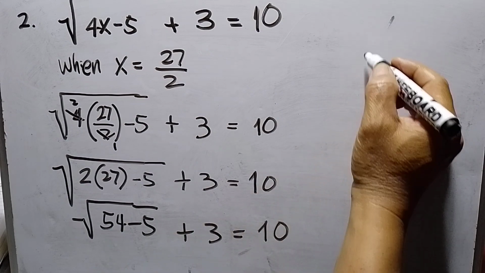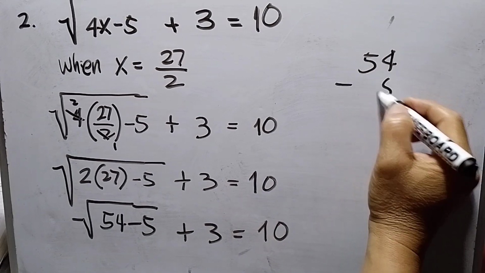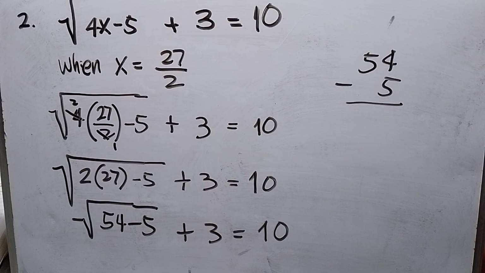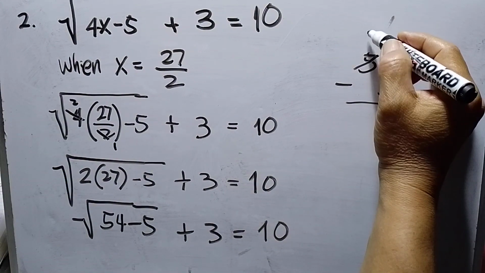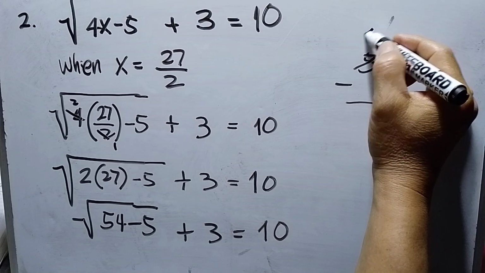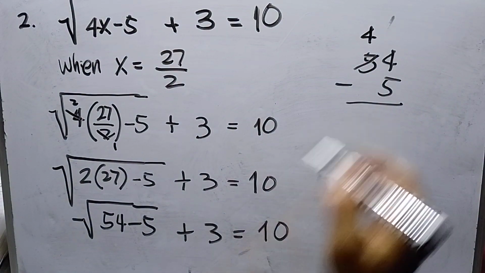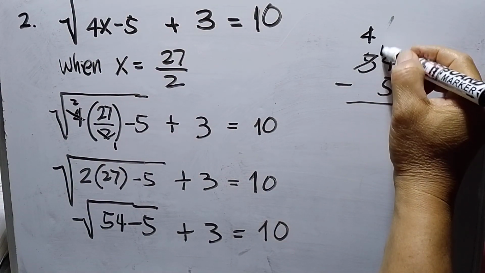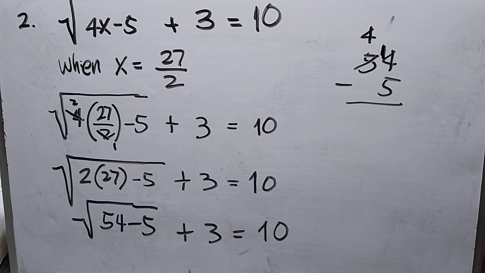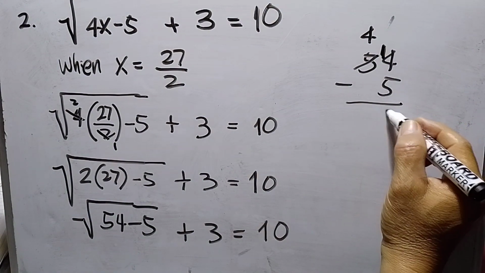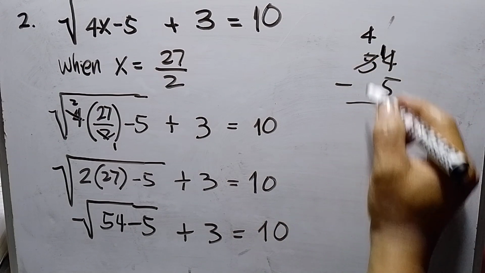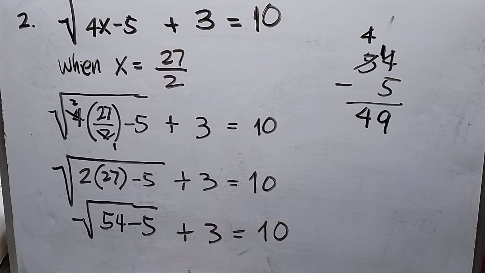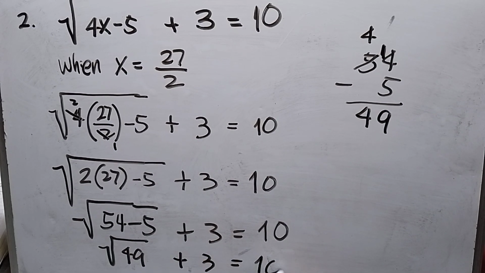So what is 54 minus 5? Since 4 cannot be subtracted by 5, I need to borrow 1 from here. So the new number will be 4, and then I put the 1 beside 4. So this is 14. So 14 minus 5 is 9. And then bring down the 4. So I have here square root of 49 plus 3 equals 10.